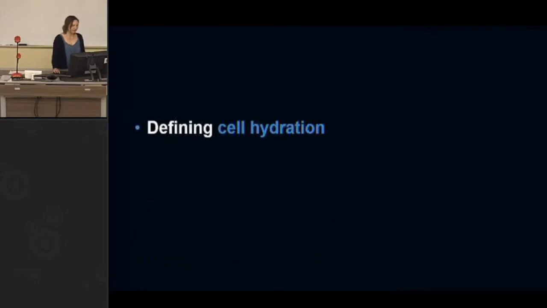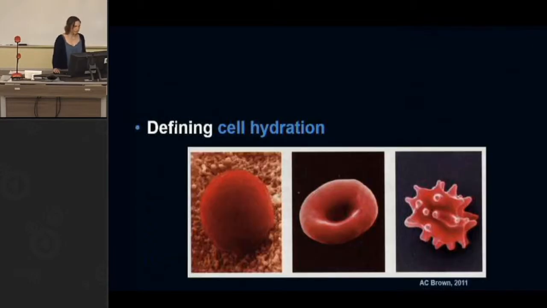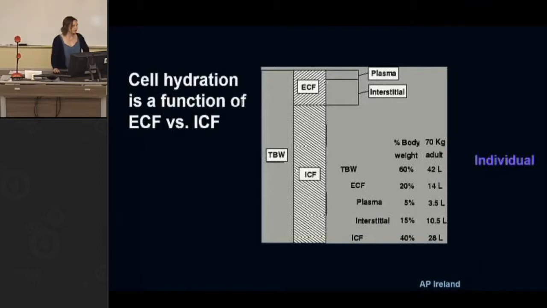So to start with, defining cell hydration. When we think about cells, think about light and water. We can have too much, too little. We're thinking in terms of cell hydration for human populations. Enough hydration is a function of the extracellular and intracellular fluid. We can think in terms of relative ratios, relative to body weight.